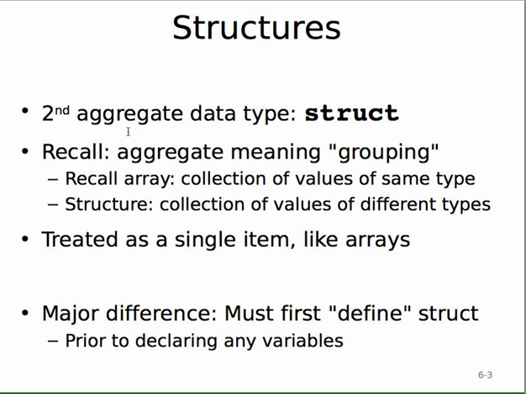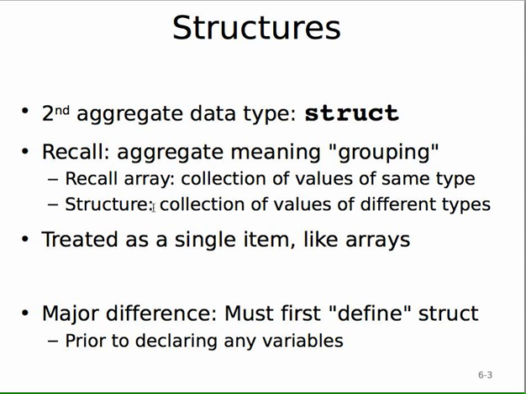Okay, so after arrays, the second aggregate data type is a struct. How do we set up structures? We use the keyword struct. Recall that aggregate means grouping things together into one thing. An array was a simple aggregate in that it was a collection of values of the same type. So you have an array of ints. They're all ints. They can't be some ints and some floats or doubles. It's all of the same type.